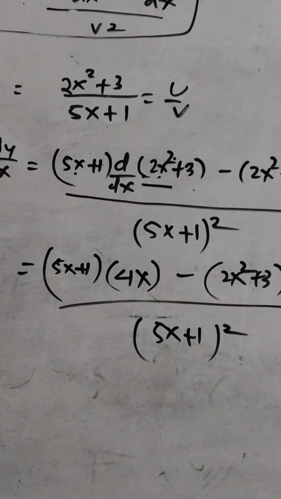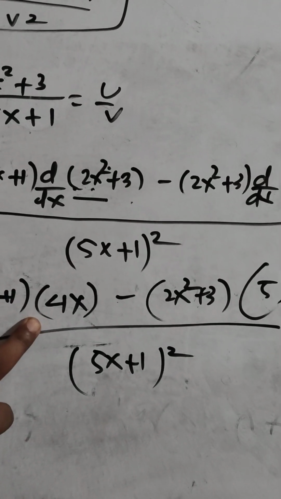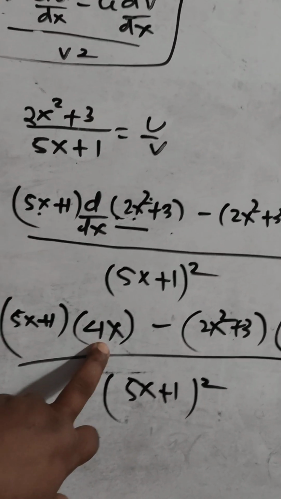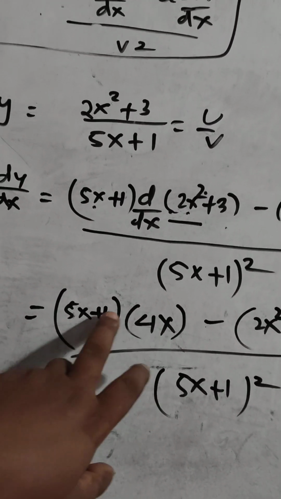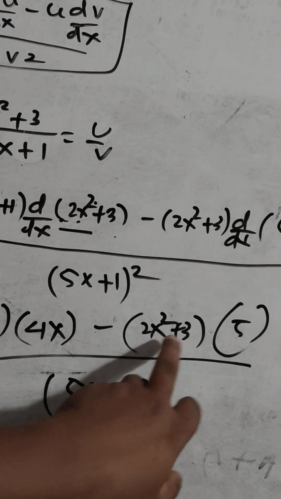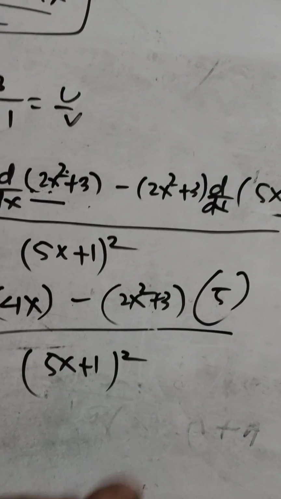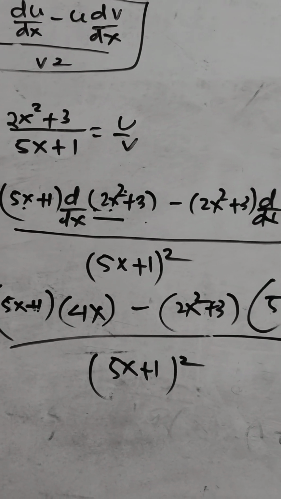This is the answer. If you want to take out the bracket, you can do that. That means you have to multiply 4x to 5x, then 4x to 1, again 5 to 2x square, 5 to 3, then solve this. Clear?